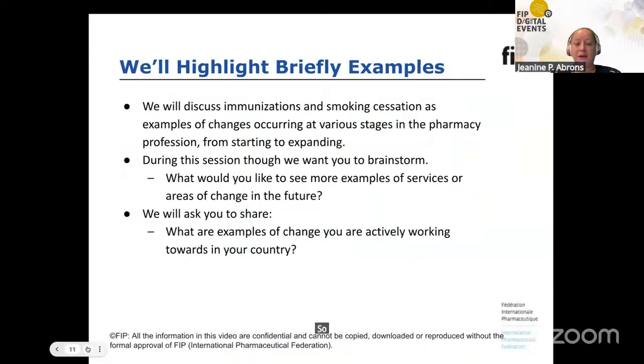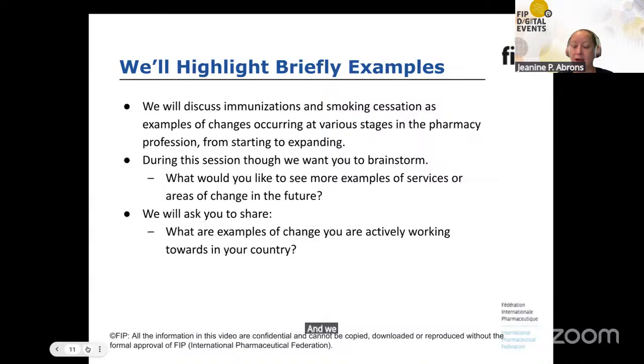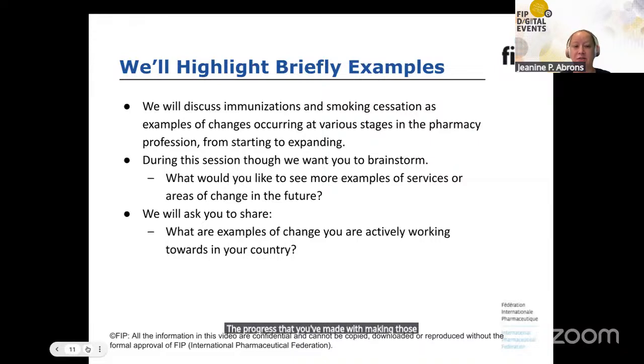So we want to highlight for you some examples as we discuss our areas. And I know that when all of us as speakers were discussing information together, we were talking a lot about immunization and smoking cessation as different examples that have occurred in various stages in the profession of pharmacy. And we're hoping to do some more in future webinars highlighting how this change management theory has been applied more extensively, and really looking at what is your approach and what is your tactic to impact that change based on the level or the progress that you've made with making those things feasible in your country.